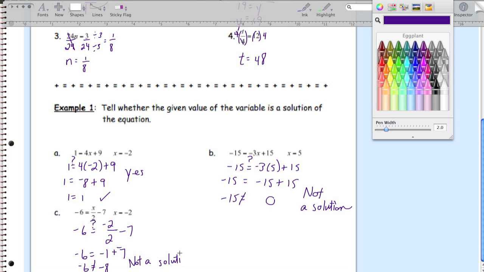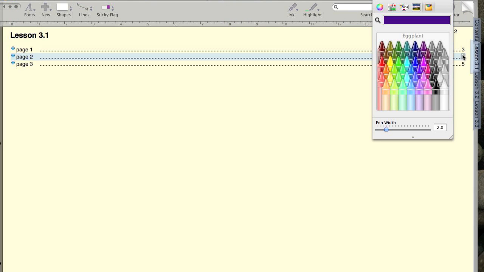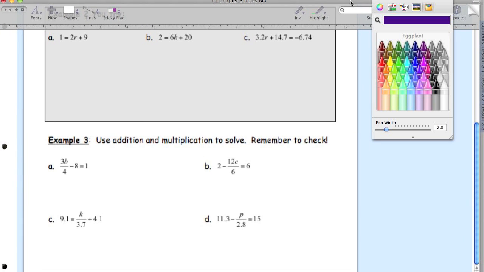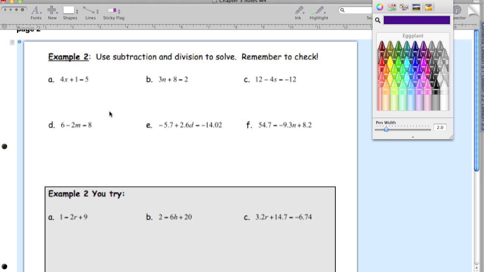All right, let's try the next page. Now we're going to start looking at two-step equations. So that's why we warmed up with a few one-steppers. And let me scroll up. All right. Use subtraction and division to solve, and remember to check. Like I said, we're going to kind of bypass the checking right now. That's something we'll look at more in class, and it's a good tool for test taking.